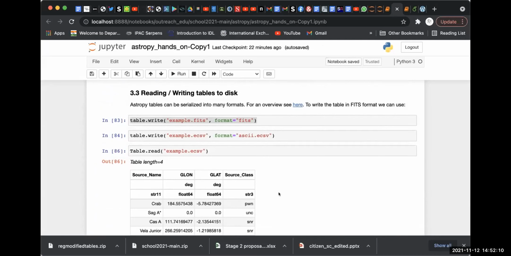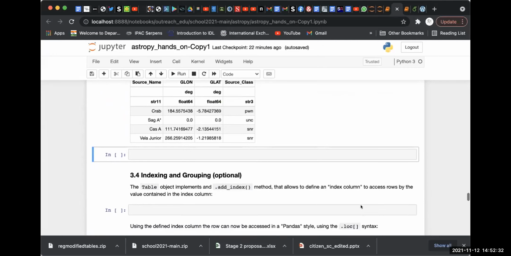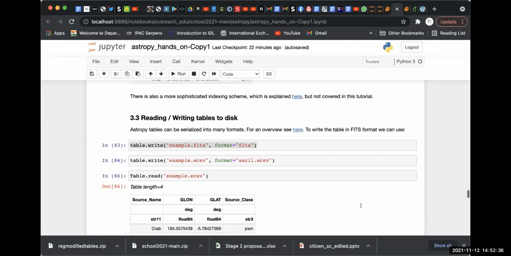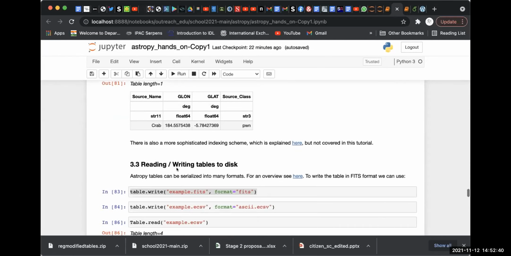So you can write and read a table directly with this. If you remember, yesterday when we were reading, we had to use a function called read_csv. In this case, the function is table read, and you can read it like that. In short, you can create your own fits file or your own CSV file, write it as well as read it.